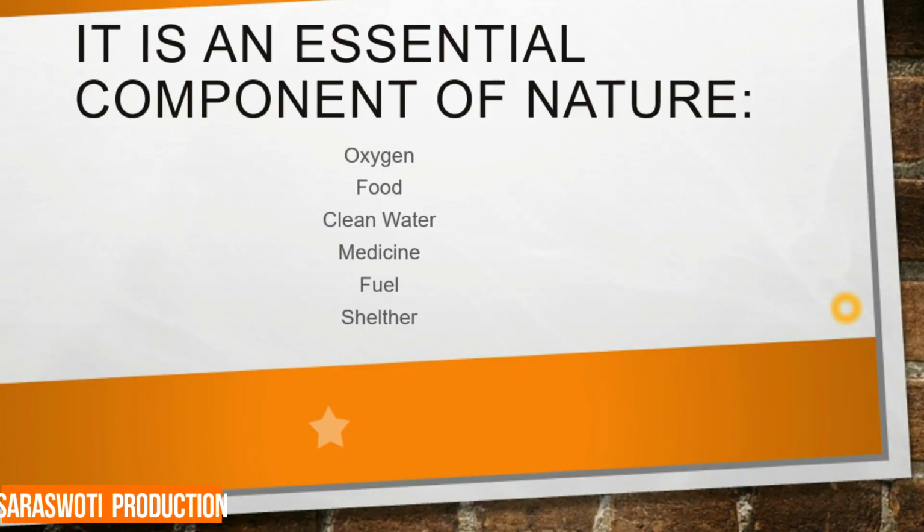Now these are the few things which we need to live and we need to survive. What are those? We need oxygen to survive. We need food. We need clean water. We need medicine from time to time. We also need a fuel and a shelter to live. A home for us, isn't it? Yes?